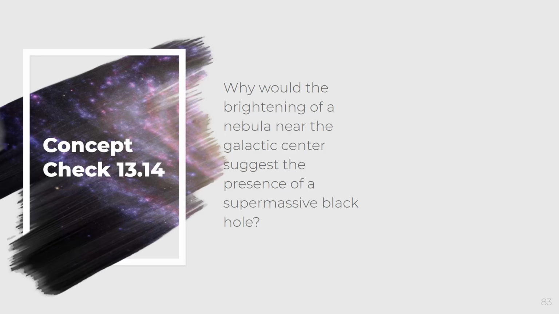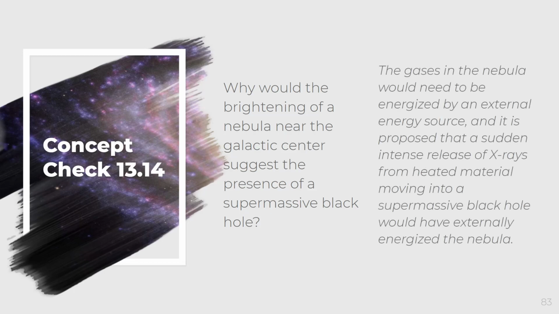Oh, so that might lead us to this question. Why would the brightening of a nebula near the galactic center suggest the presence of a supermassive black hole? Well, the gases in the nebula, for it to glow, need to be energized. They can be energized by X-rays being given off of the black hole, and the black hole gives off X-rays if it absorbs something. So if we follow that train of thought, that means the black hole absorbs something, the black hole gives off X-rays, the X-rays energize the nebula, and the nebulas brighten. So that's why that evidence works right there.